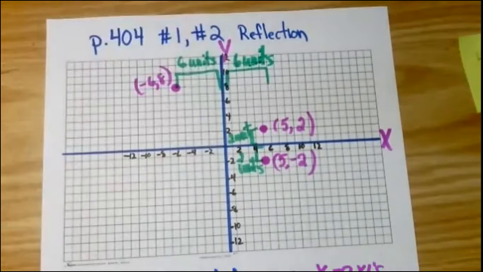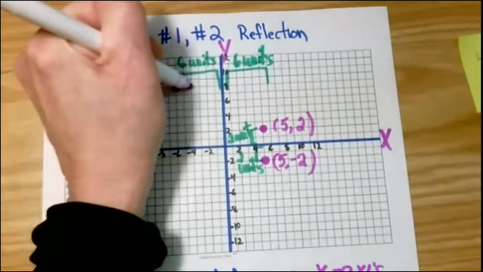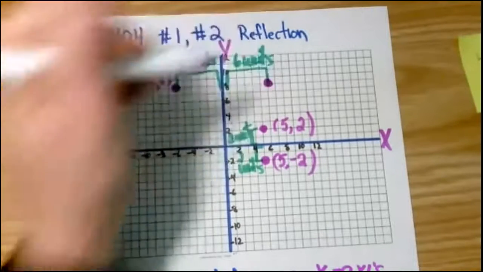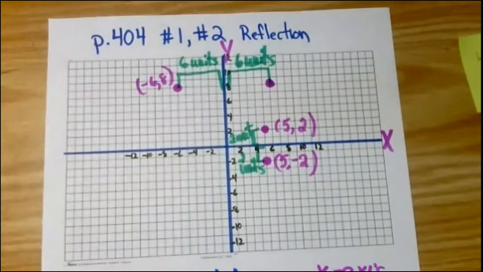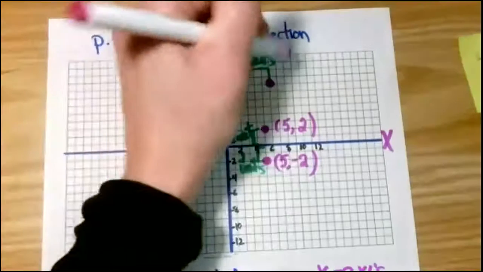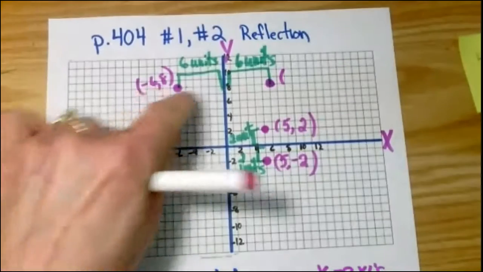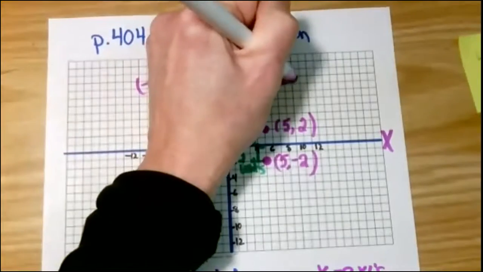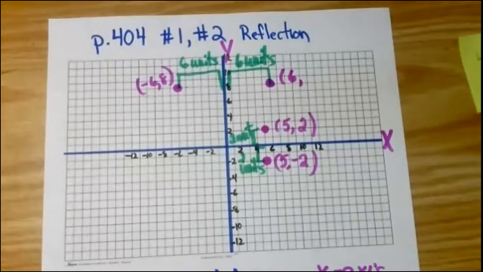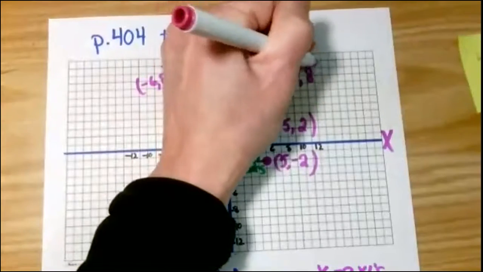And we'll put our point there. It's going to stay on this line. And what are the coordinates of that point? Well, we no longer have a -6 now. We have a +6. What about the y value? Exactly, that stays the same.